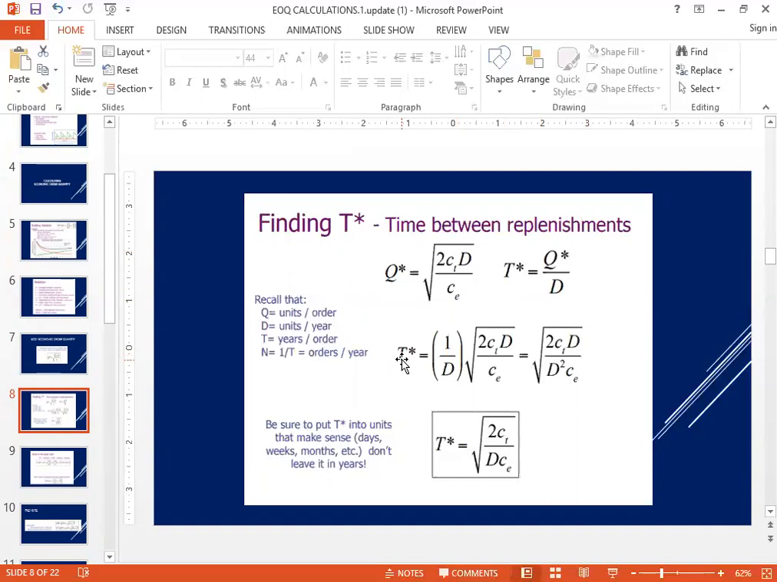Another way to calculate T star is using this formula: 2 into CT into D divided by D squared into C into H, or CE, and you take the square root of that. And for T star, there is yet another formula, which is this: T star is equal to 2 into CT divided by D into CE, which is also C into H, and you take the square root of that.